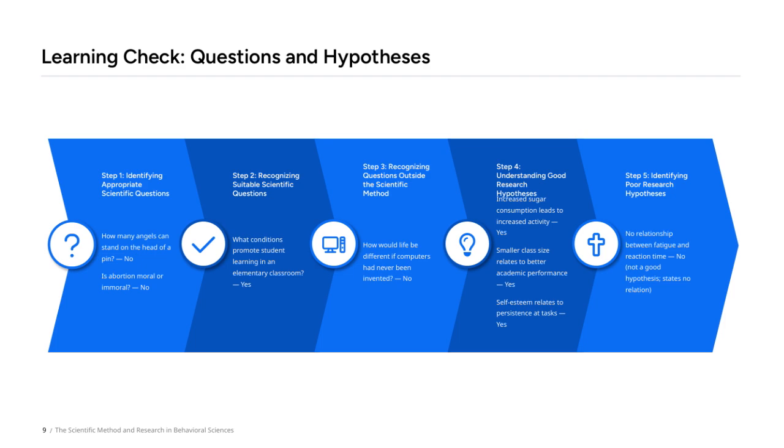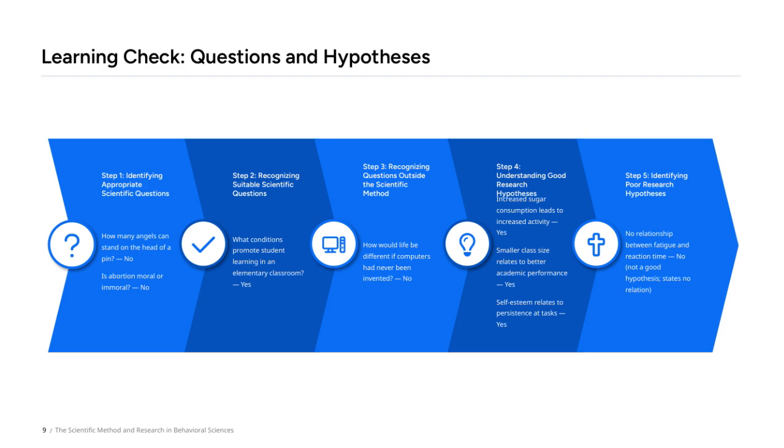Then, we move to recognizing suitable scientific questions. For example, what conditions promote student learning in an elementary classroom? This is a great question because it can be tested and observed. Next, some questions lie outside the scientific method, like imagining, how would life be different if computers had never been invented? This is more speculative than testable.